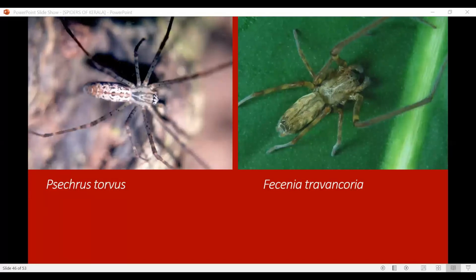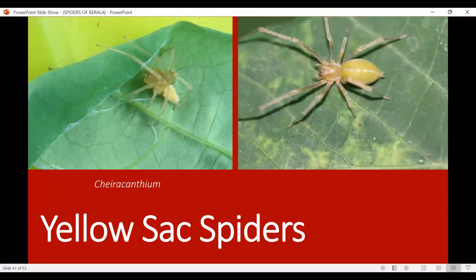So the next family that I want to show you is the yellow sac spiders, or Clubionidae. Here you can see their nature. They have the habit of rolling leaves into a tube-like or sac-like structure, and inside that tube or sac, the spiders live. That is why these spiders are known as sac spiders. They come in several colors or shades, like green, sometimes brown, sometimes yellow. These are the common colors, and they are hunters, or predators.